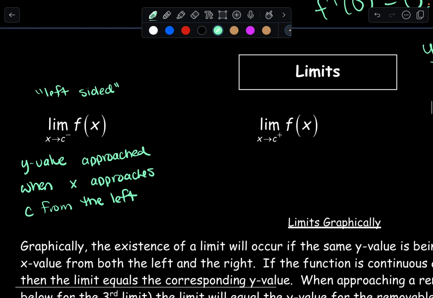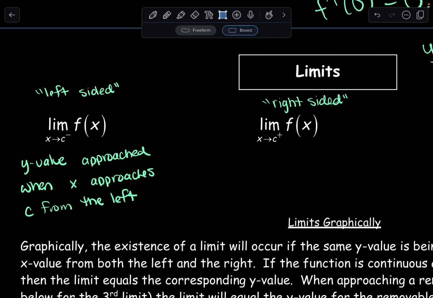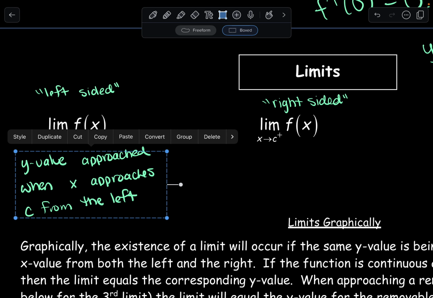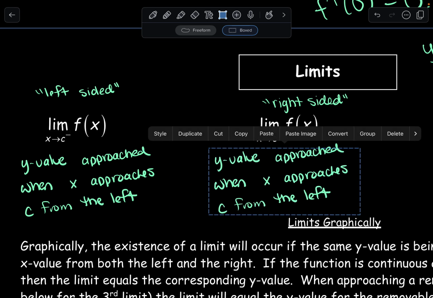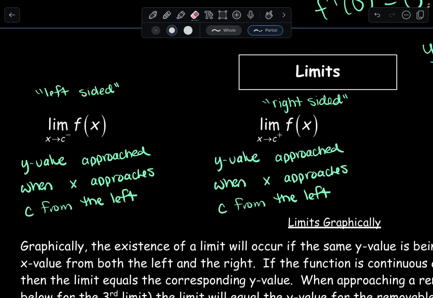And then this next one, we have a plus as a superscript. This is going to be a right-sided limit. So we'll go ahead and copy the same, and if you ever need to catch up, just pause since I'm copying and pasting. But instead of using the word left, we will use the word right.